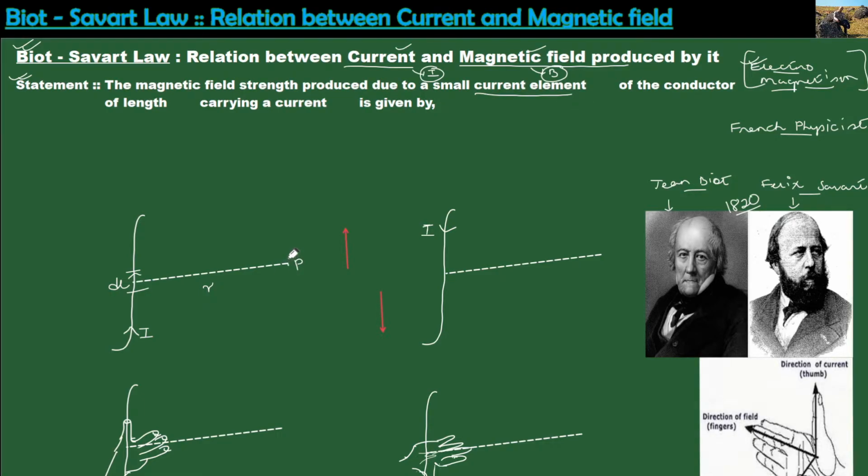The magnetic field produced at this point will be perpendicular to the plane containing the two vectors. This will be your current element, and this will be the position vector between the current element and the observation point P. At this point, there will be a small magnetic field dB due to the current element dl. Similarly, for the other direction also, we will have the magnetic field dB due to the current element.